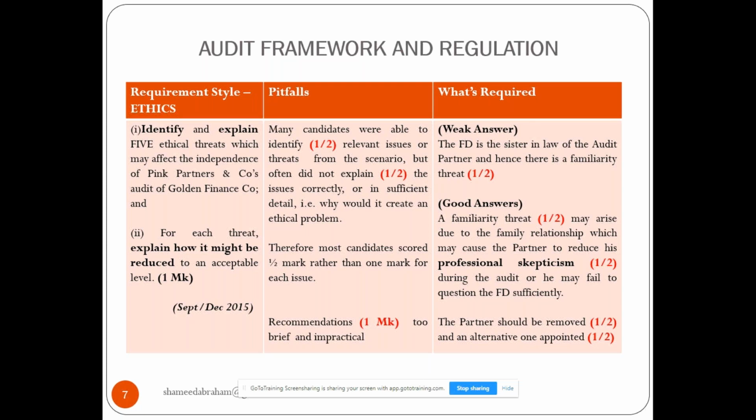Now, the other major problem that we have in the F8 exam is that together with the ethical threats, there's a part of that question that is asking you for a safeguard, that is asking you how the threat could be reduced to an acceptable level. What is the recommendation? The recommendation must be brief, it must be practical. So if I am saying that the finance director has this close relationship with a key member of the client's staff, such as the accountant and so forth, then the recommendation is that the partner should be removed and an alternative one appointed.